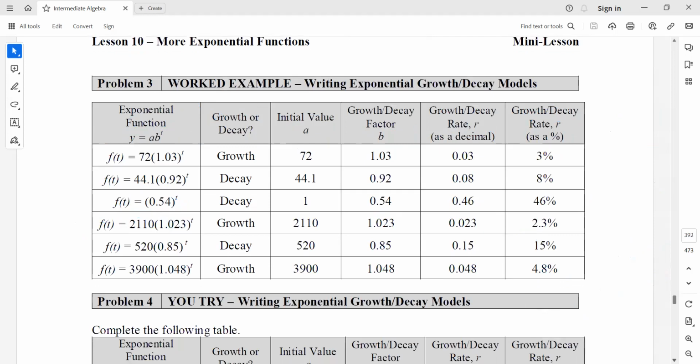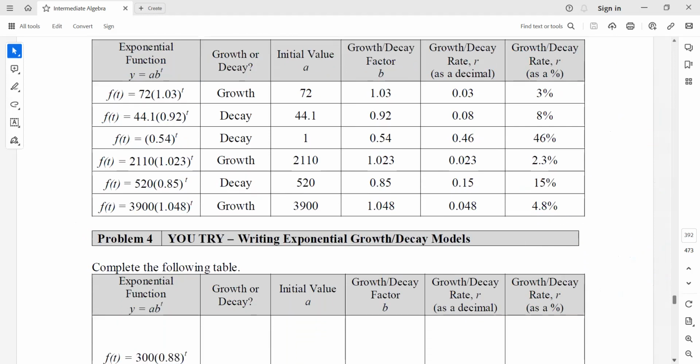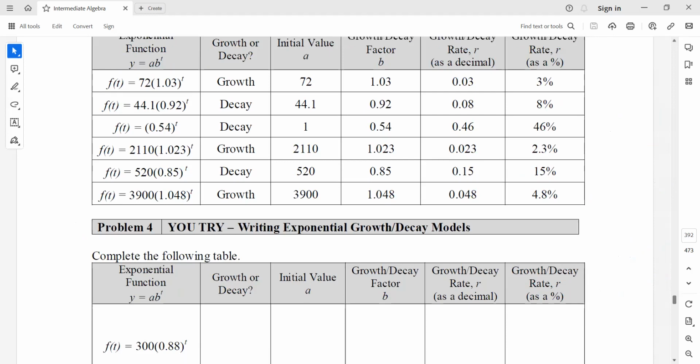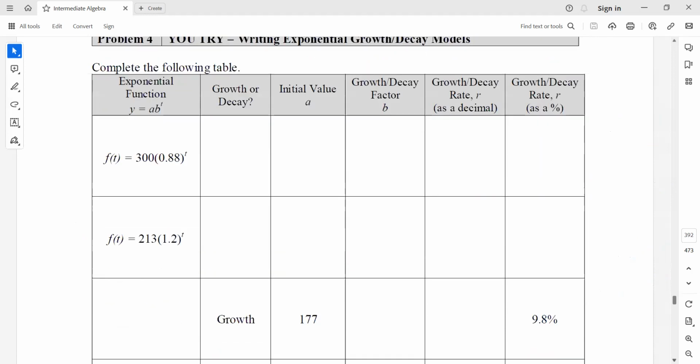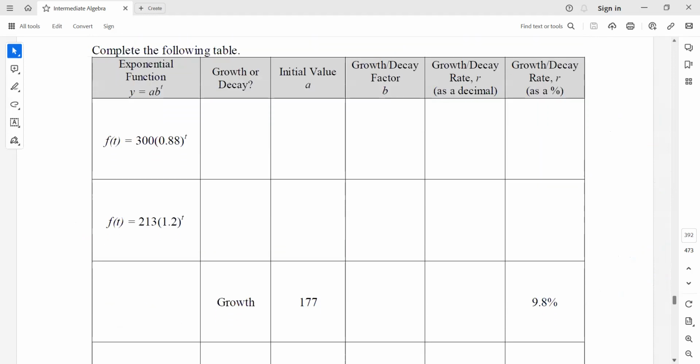So these are worked examples. You could just try to see if you understand them or you go over them in your notebook. And then there are more examples here.